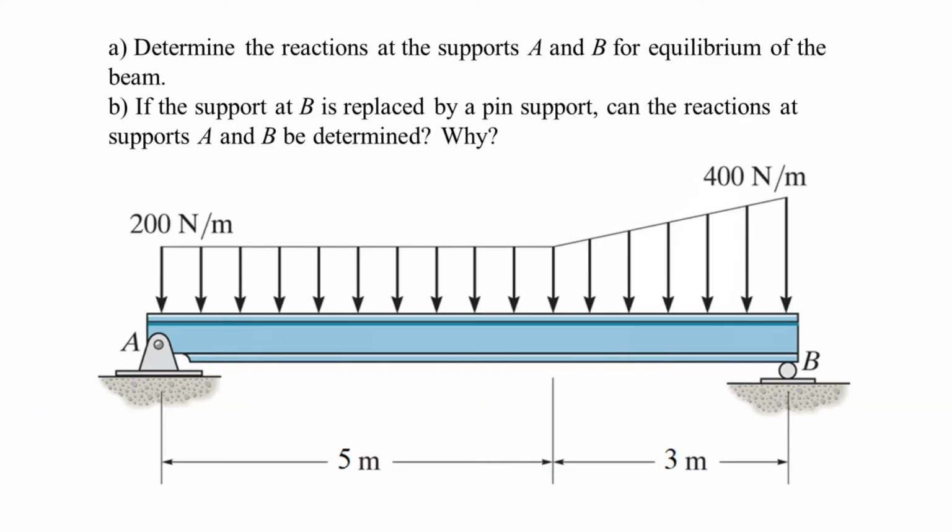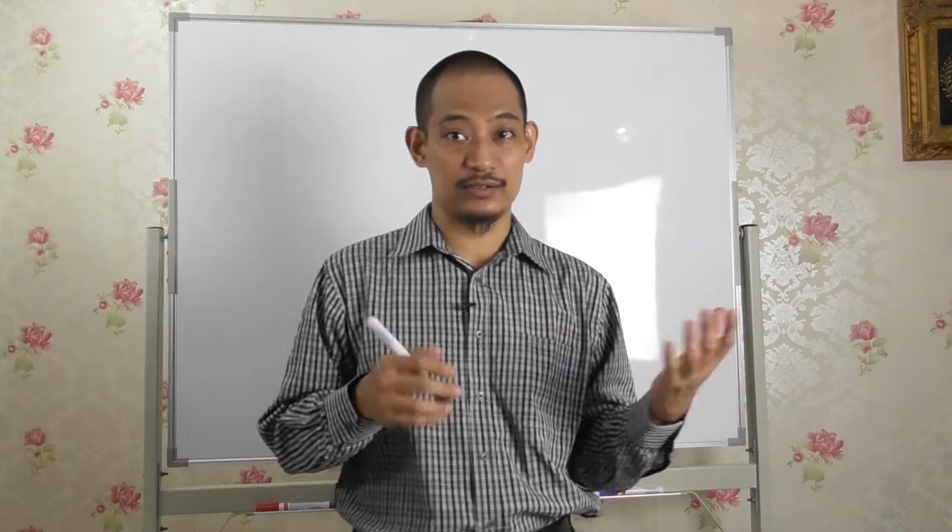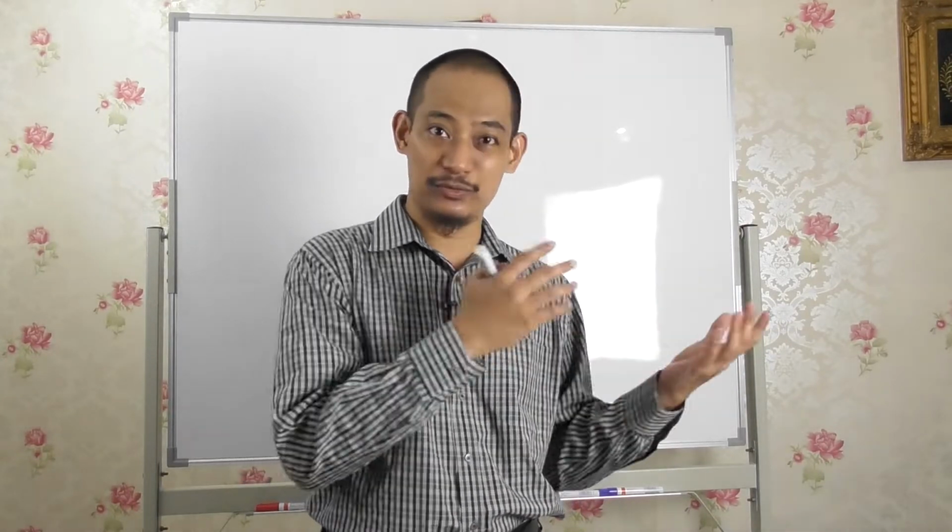Okay, this is the second question. So you have the diagram there. It is quite similar to the question that we have just covered just now. You have two parts here, A and B. Part A, determine the reaction at the support A and B for equilibrium of the beam. Part B, if the support at B is replaced by a pin support, can the reaction at support A and B be determined? Why?